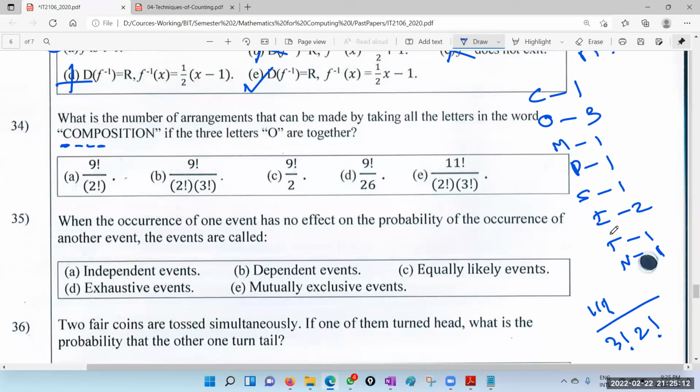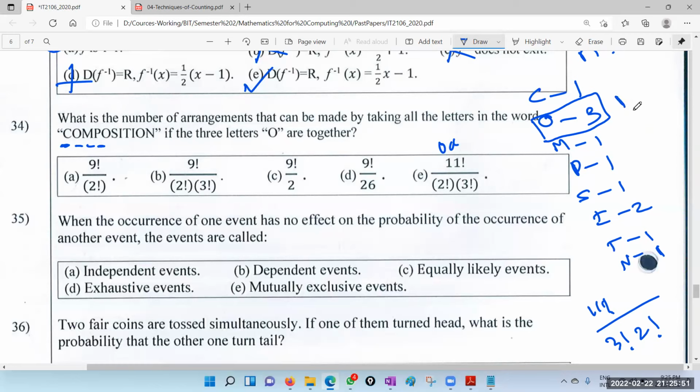But they say if the 3 letters O are together, we have to always keep them together. Therefore, we can't spread them here and there, right? So we can consider these 3 O's as just one letter. It makes sense, right? It's something like we have bundled them, because they must be in the same position. Rather than 3 letters, let's say we have the 3 O's bundle only once.